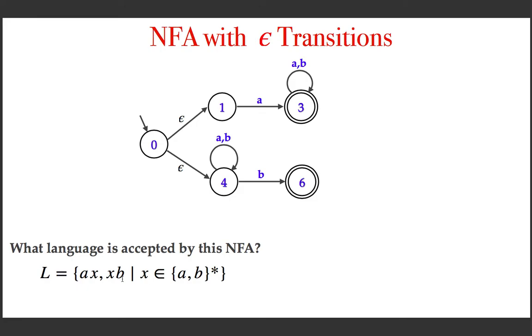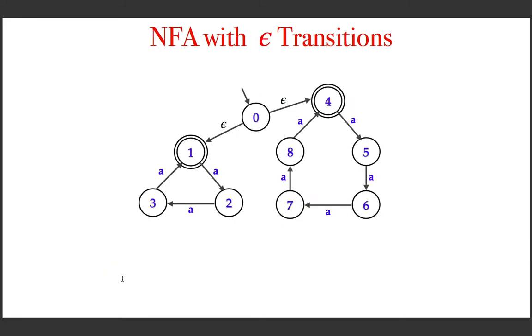Let us move on to the next example. It's a very similar example. Here the alphabet is just A. Note that epsilon is not a part of the alphabet. It's a special transition. You can make a transition on epsilon as well. And here the machine allows you to move into state 1 or 4 before you consume the first input symbol. Here again the question is, what language is accepted?